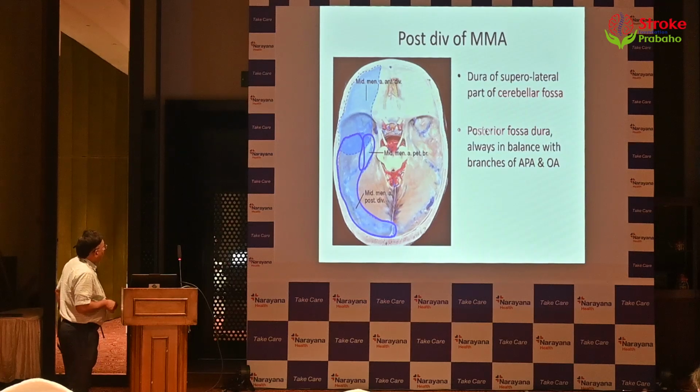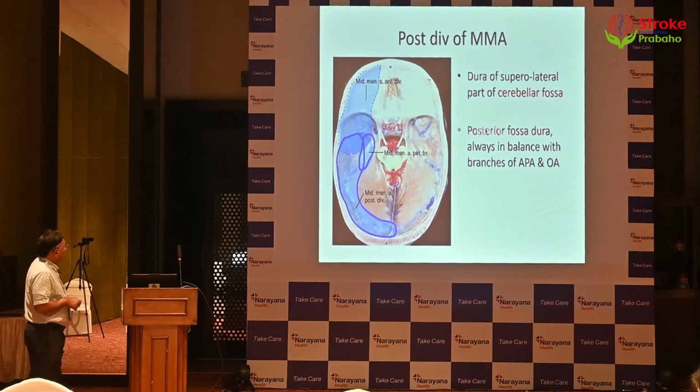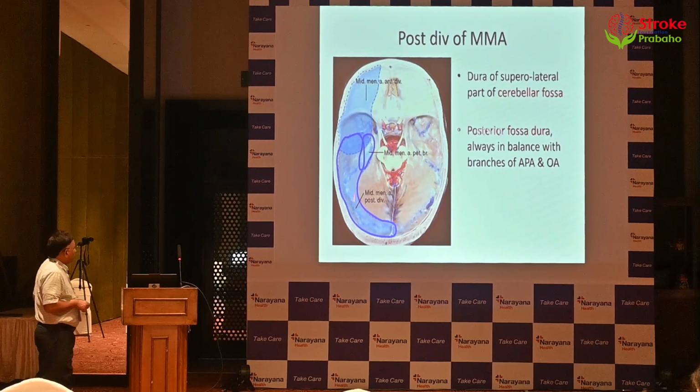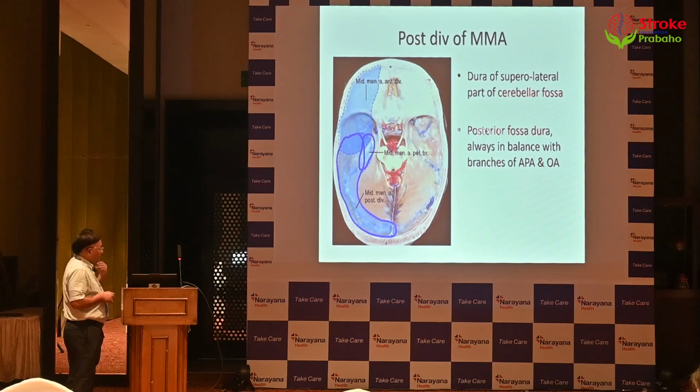It also supplies dura of the cerebral fossa. And this posterior fossa dura is in balance with the ascending pharyngeal artery and occipital artery. So this is the large dural supply of the middle meningeal artery.